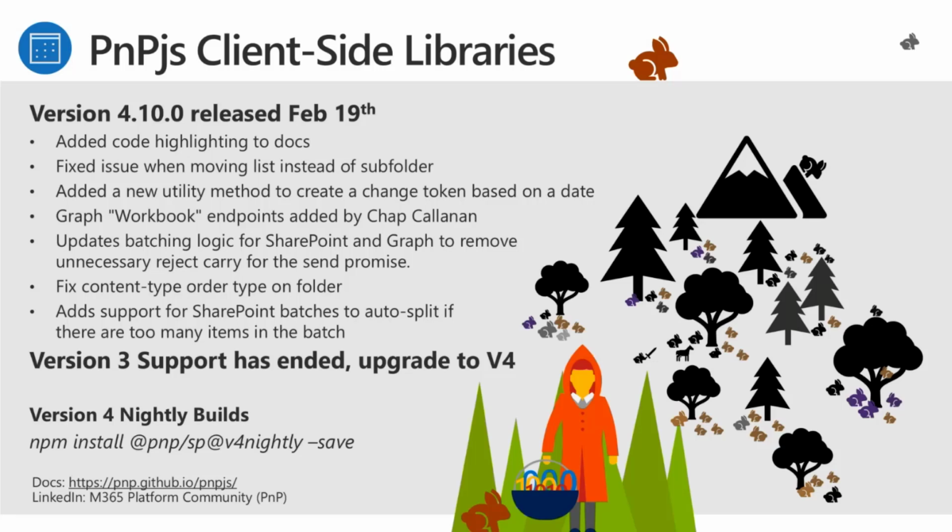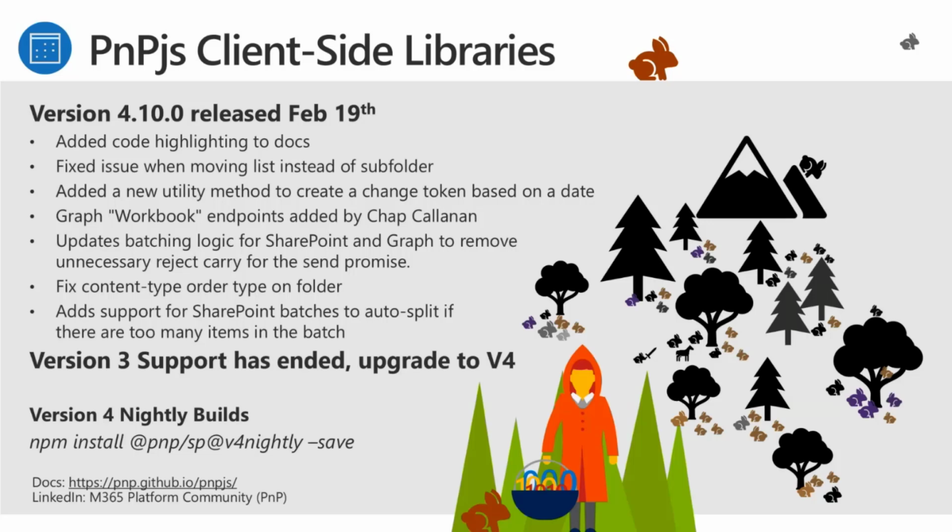Hey, thanks. So we did a release just yesterday. Version 4.10 got released. There's a bunch of things. Chap Callan did a quick edit on the docs to add code highlighting, which was great. And then we fixed an issue with moving lists into a subfolder. And then we added a new utility method to create change tokens based on the date, which we didn't have for getting changes from a library. So you don't have to get all the changes to get your first change token. So that's helpful. And a big one, Chap added in the entire Graph workbook endpoints to the Graph. So that was a great add.